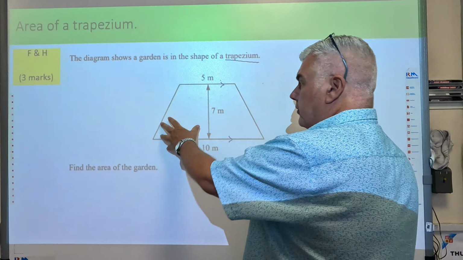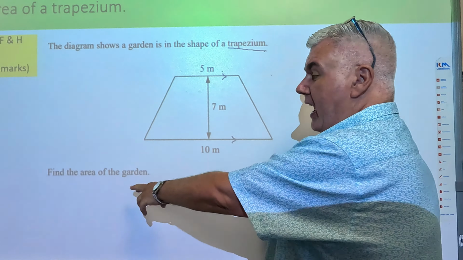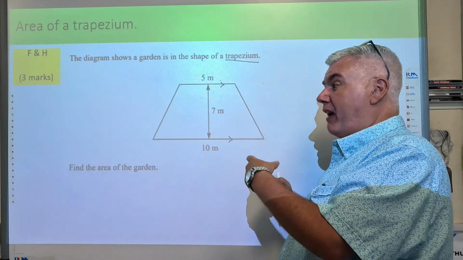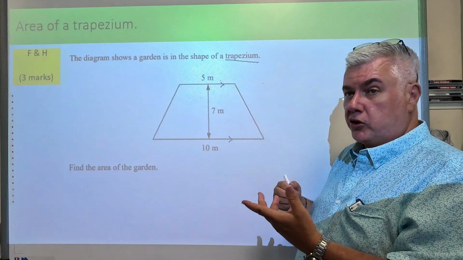Find the area of the garden. So this trapezium is the garden. Area is the space taken up. So this has very important practical uses in real life.